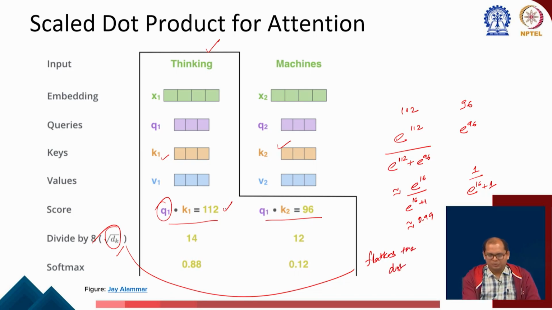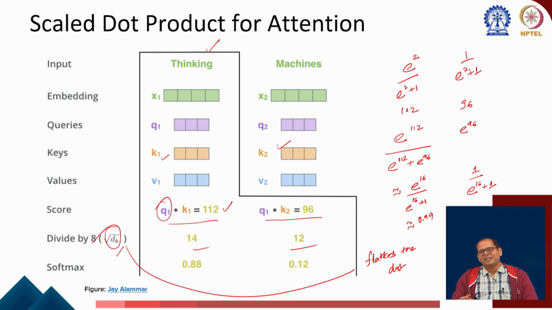And then you divide by 8. So, the square root of 64 is 8. 14 and 12, now it is reasonable: e to the power 2 upon e to the power 2 plus 1, 1 upon e to the 2 plus 1, and this is reasonable. A square root is roughly 8, between 8 and 9. So, this is reasonable, both will have some reasonable value, right. So, this is another interesting part about scaling of the dot product for attention.